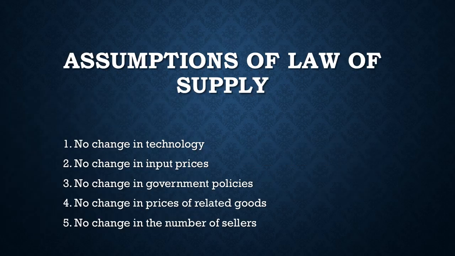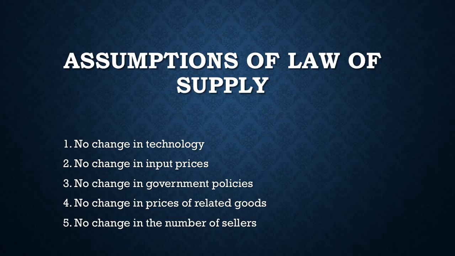The next topic is assumptions of the law of supply. Students, for the law of supply to work properly, where price and supply have a direct relationship, some conditions must remain constant. These are called the assumptions. Let's look at them one by one. First one is no change in technology. The method of production should stay the same. If technology improves, supply might increase even without a price change.